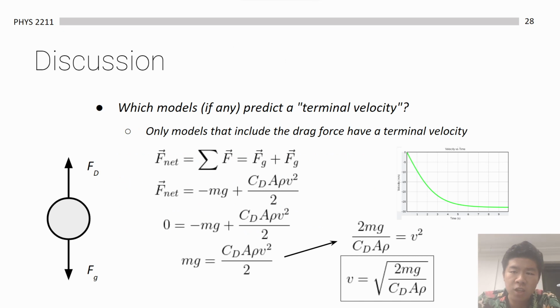So the discussion. Which models predict a terminal velocity? That would be the models that include a drag force, in which case the forces will balance out at some point to get the F net of 0, and here we can calculate the terminal velocity. And you can also see through the computational model that the velocity stops increasing at some point and reaches a certain value.